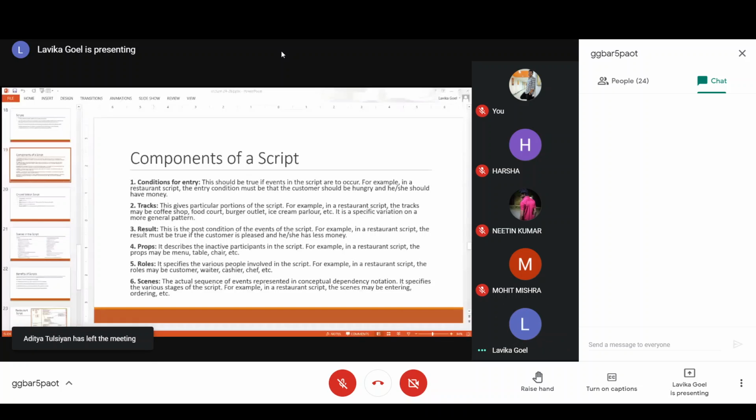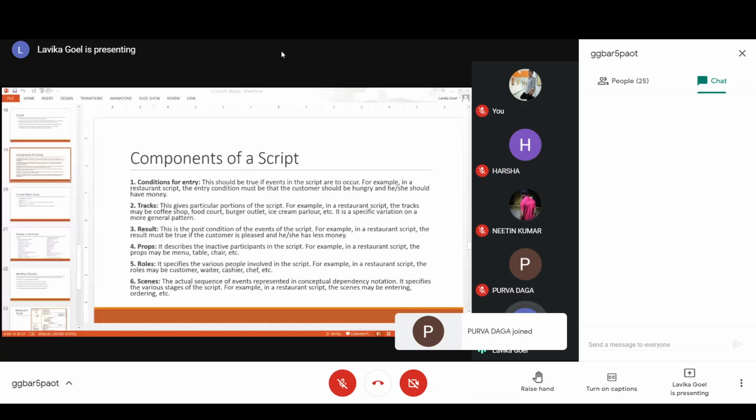Then scenes. Scenes are the actual sequence of events which are present in the script. So these are the events which occur in the script. That means the various stages of the script. For example, in a restaurant script, the scenes would be entering the restaurant, then ordering something, then eating something, then paying the bill. All these are the actions involved in this restaurant script. So these are called as the scenes.